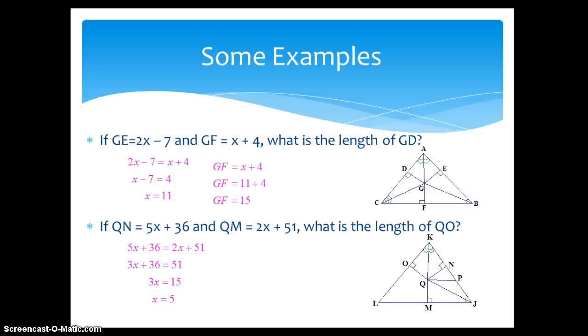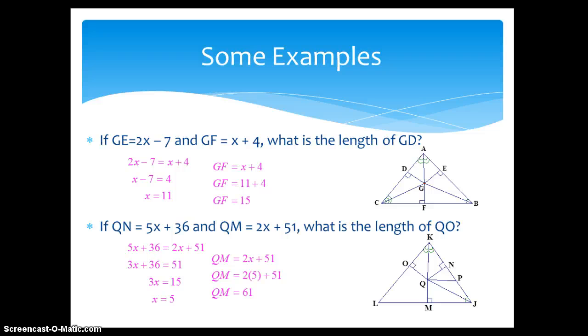If we look at the second one, QN is 5x plus 36, and QM is 2x plus 51. So we have QN and QM. Now again, JQ and KQ are angle bisectors. So this is going to be our incenter. I know we don't have the third line here, but where these intersect, the third one is also going to be true. So I know QN and QM are equal. So by setting them equal and solving for x, we get x is 5. We plug that back in, and we get QM is 61.